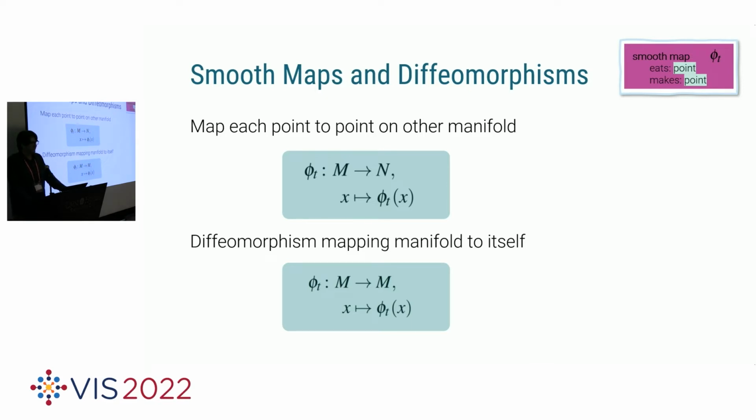So let's look at these smooth maps, and in particular at diffeomorphisms. We have a map that maps each point on a manifold. This map is called phi t here, and it takes points from the manifold and maps them to points on another manifold. A very important subclass of that is the diffeomorphisms that map from the manifold to points of the same manifold. So we have a mapping between a manifold and itself, and we just map points. A smooth map eats a point and gives us a point. In the general setting, it can be different manifolds, but we will mostly be looking at mappings that map onto the same manifold again.